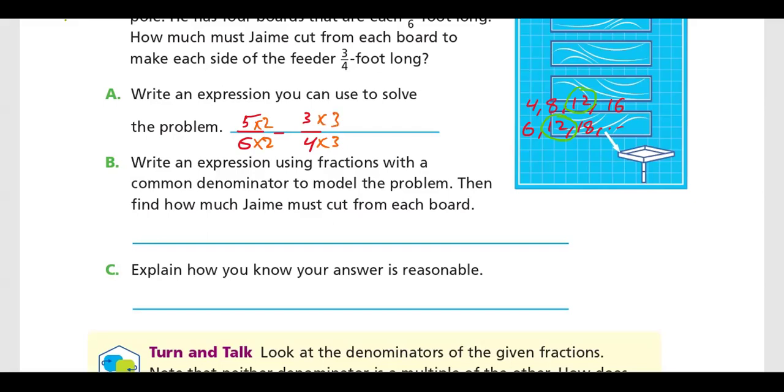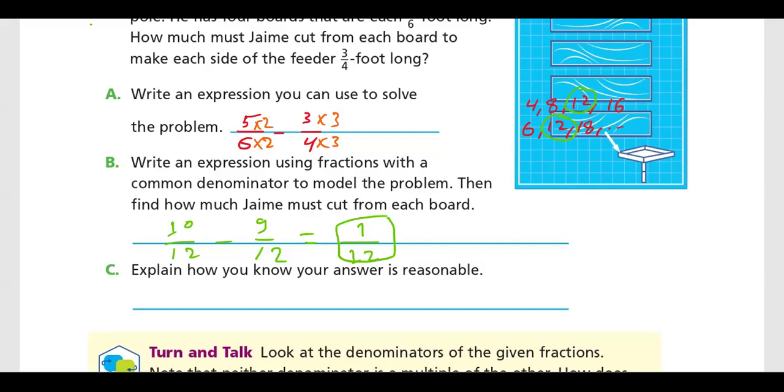So now it will be 10/12 minus 9/12. So minus 9 over 12. The same denominator, write one of them. And 10 minus 9 is 1. So this is our answer, 1 over 12.